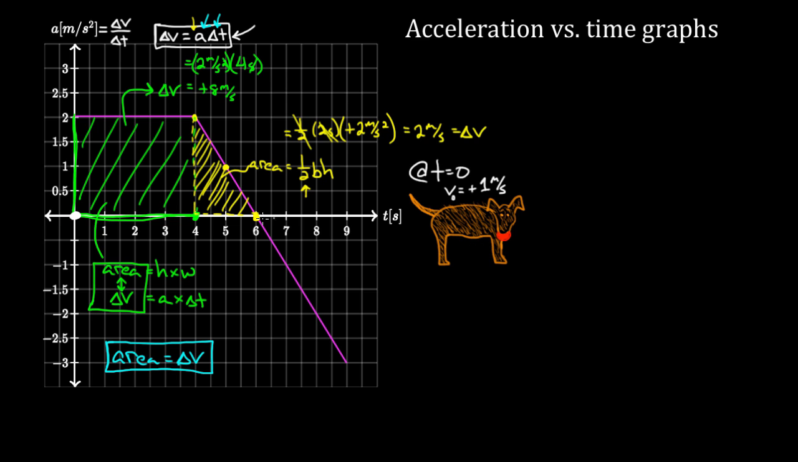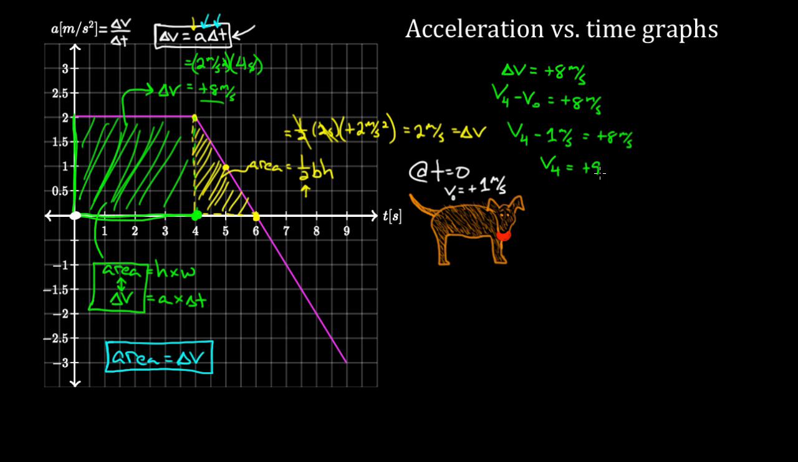Now I can get the velocity wherever I want. If I want the velocity at 4, let's figure this out. To get the velocity at 4, I can say that the delta V during this time period right here, these 4 seconds, I know what that delta V was. That delta V was positive 8. We found that area, height times width. So positive 8 is what the delta V has got to equal. And what's delta V? That's V at 4 seconds minus V at 0 seconds. That's got to be positive 8. I know what V at 0 seconds was. That was 1. So I get V at 4 minus 1 meter per second is equal to positive 8 meters per second. And so I get the velocity at 4 was positive 9 meters per second.